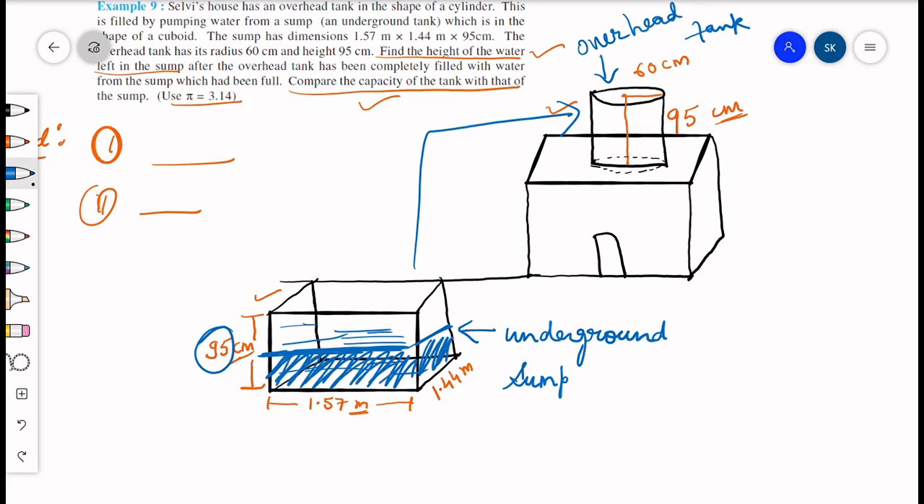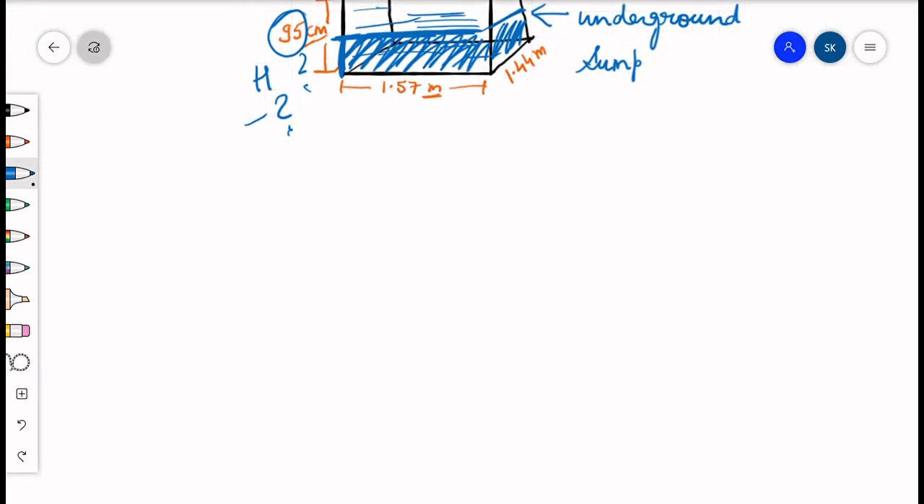So first part, find the height. Find the height of water means you're going to find this height. So let this be h. We need to find this h. For this, children, first thing is you have to find the volume of water in this sump. Then you will find the volume of water in this tank, and then you will subtract it to get this height. How? Let's see.